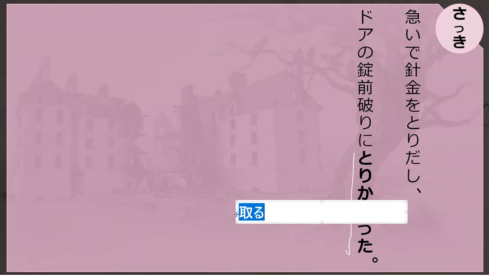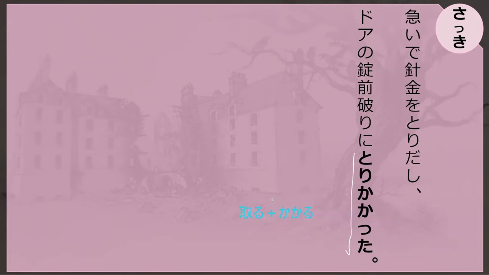Do you know what torikakatta means? You might read this sentence. It is one we've only seen once, but it's combined with toru, to take, and then kakaru. But I don't know if that will really help that much with guessing what it means. Toru kakaru, torikakatta.